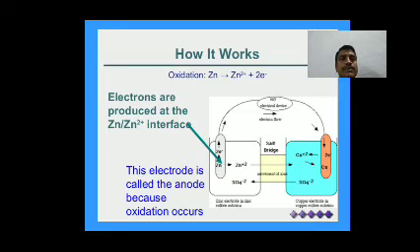Those electrons move from anode to cathode. The zinc plate of the cell is called the anodic half cell. In this half cell, it is generally represented as Zn to Zn2+. What is the reaction? Zn gives Zn2+ plus 2 electrons.